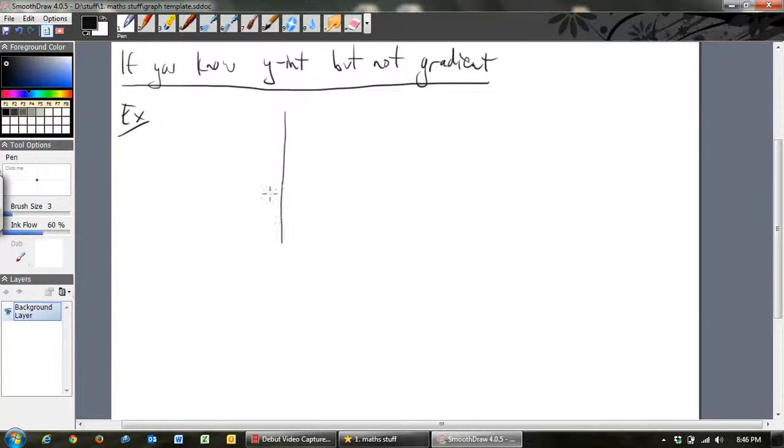Example here. So you've got something like this, and you know the y-intercept, and you've been told that's say 4. That's 4, the y-intercept up there, and let's say you also know this point down here. Let's just say that's 8 down here. So what's the equation of this line? That's what we're trying to find out here.